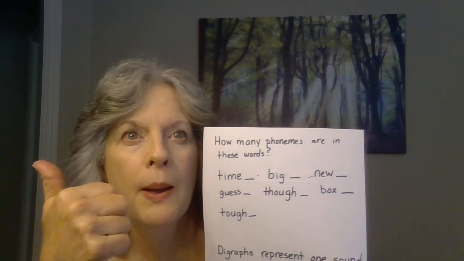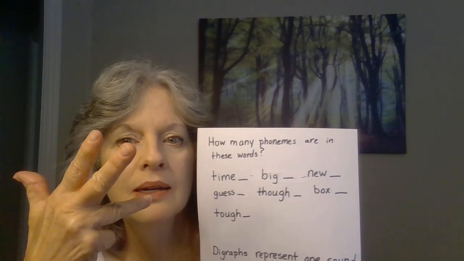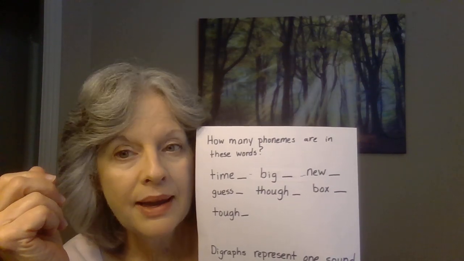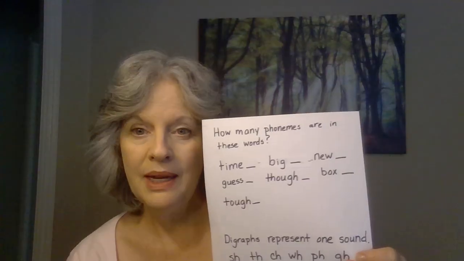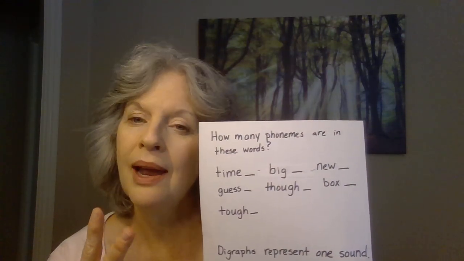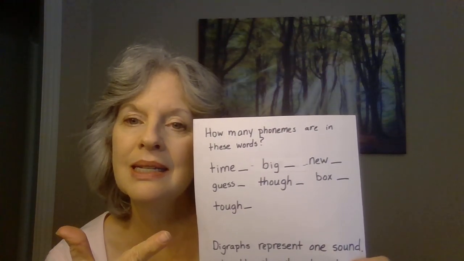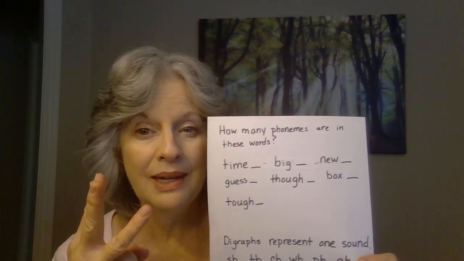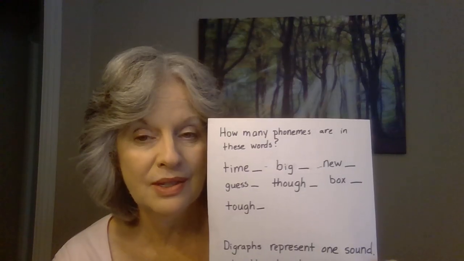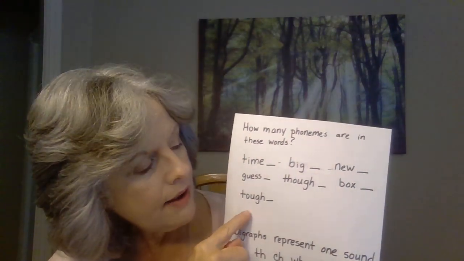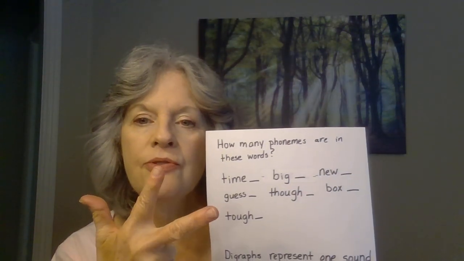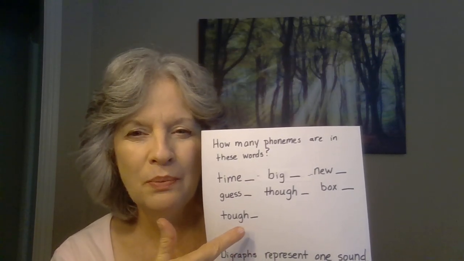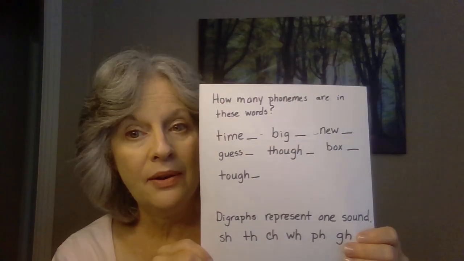Think about this word. Box. The letter X is the only letter in the English language that has two sounds. K-s, k-s. So box has four phonemes and three letters. That's interesting. What about the word tough? T-u-f. Just three. And that brings me to another point of digraphs.